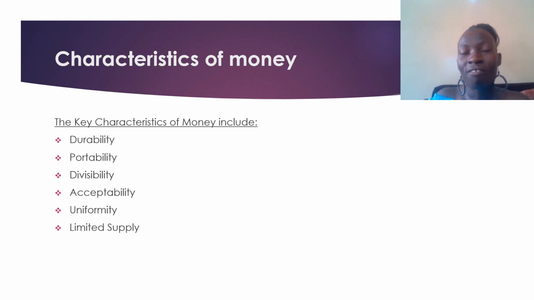Money should be in a form that is easily acceptable by all and not something that can be rejected. Another characteristic of money is uniformity. By uniformity, what do I mean? For example, in Kenya, all the 1,000 shilling notes should be uniform in every aspect of it. All the notes should be uniform and not different from one another.